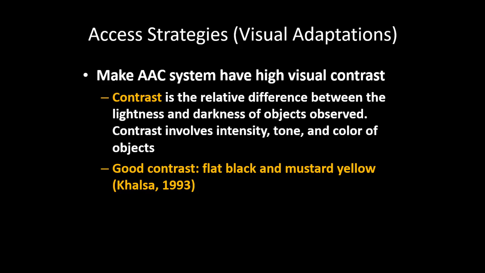One is to make the AAC system have high visual contrast. As we said with cortical vision impairment, color perception is often preserved and is often a strength. So taking advantage of that can mean creating a really big visual contrast where the difference between colors really stands out. And this relative difference between light and dark colors of objects is easier to see. So this is an example. A really good contrast that seems to be preserved very robustly is flat black and mustard yellow.